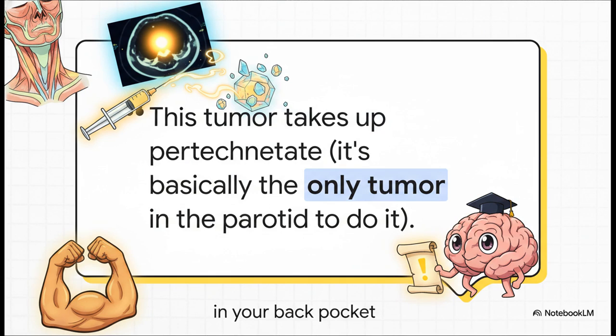And here is a fantastic high-yield pearl, especially for your exams. If you happen to have a nuclear medicine scan, the Warthin tumor just soaks up pertechnetate. This is a nearly unique feature that can absolutely nail the diagnosis. It's a great little fact to keep in your back pocket.